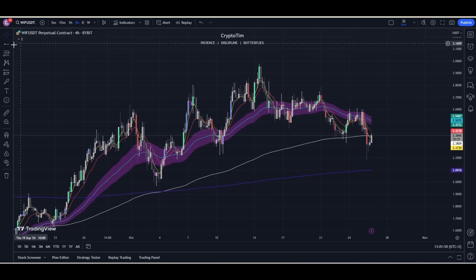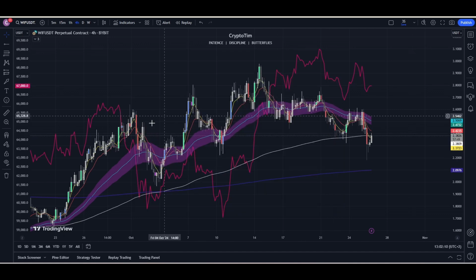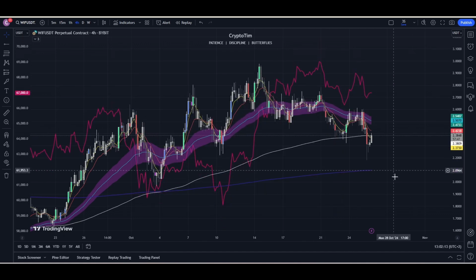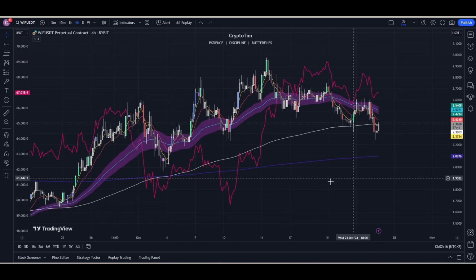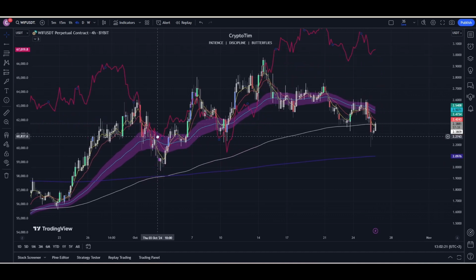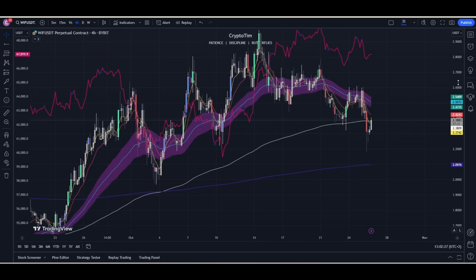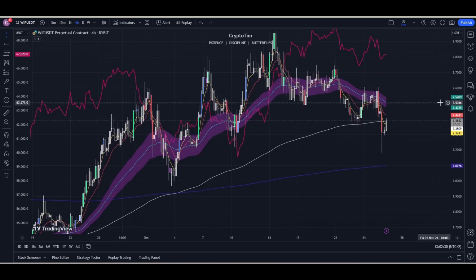If you want a one-on-one comparison to Bitcoin, you can go here to this plus sign, compare symbol, click on it, and take the Bitcoin USDT perpetual. I still want to compare it to the perpetual, and you click here on new price scale. So this will open the Bitcoin chart right on top of your, in this case, WIF chart. You have your price scales here, you can move them around. So you could, for example, really align it a bit. Let's make it a little bit bigger.